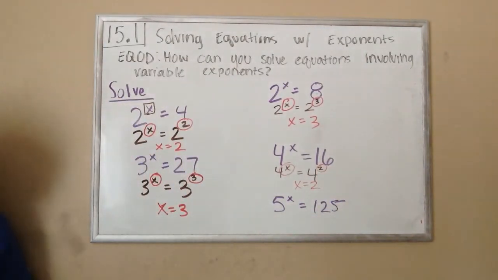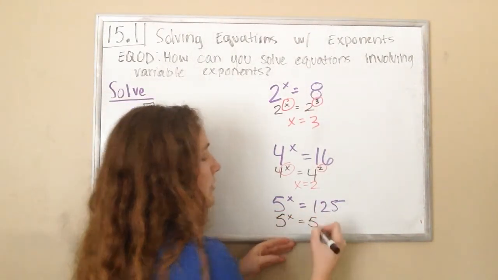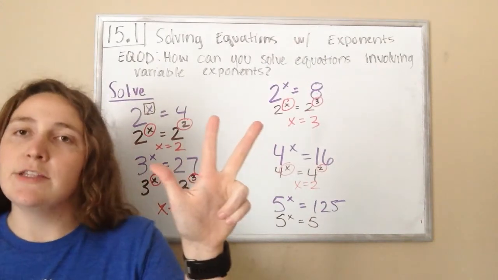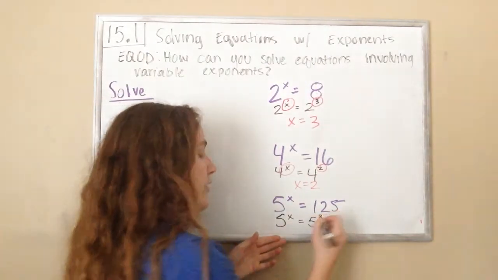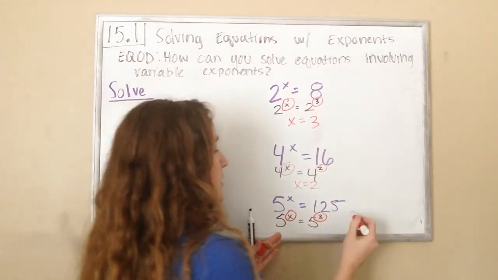Alright, and for the next one, 5 to the x equals 5 to the 5 times 5 is 25, times 5 is 125. So 5 to the 3rd. Hopefully you can get this answer. That means x equals 3.